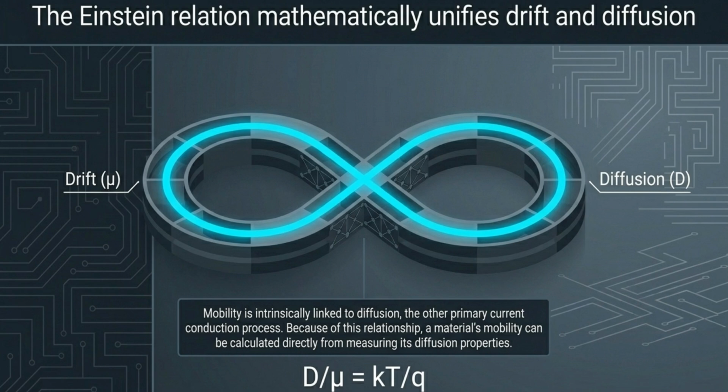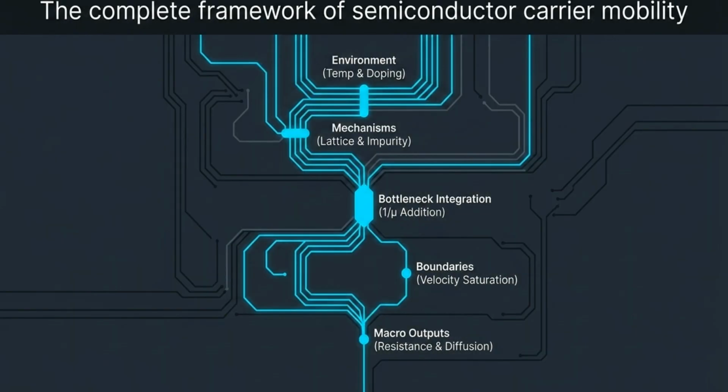The Einstein relation mathematically unifies drift and diffusion, allowing mobility to be calculated from diffusion properties. This chart summarizes the complete framework of semiconductor carrier mobility, linking environmental factors like temperature and doping to scattering mechanisms, integration, boundaries, and macro outputs like resistance and diffusion.